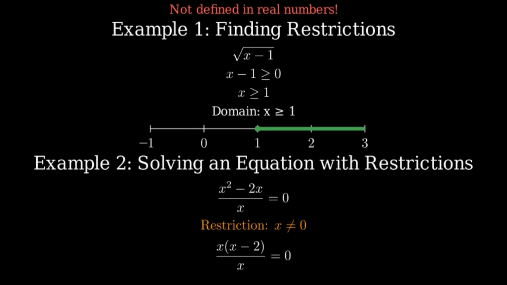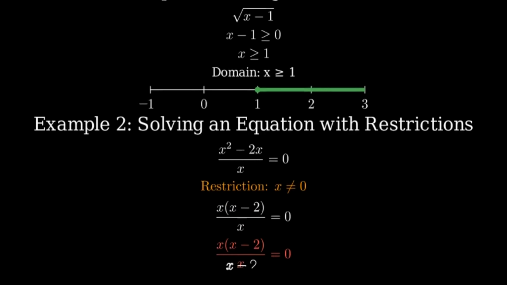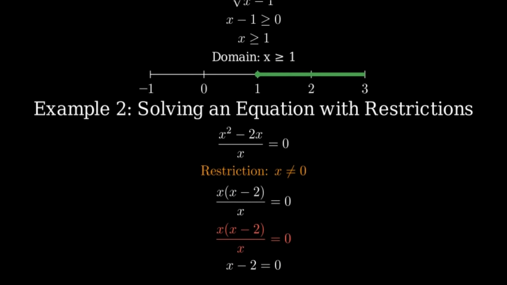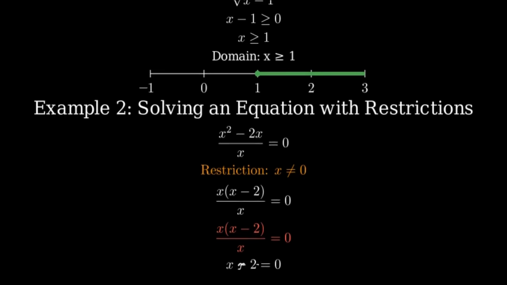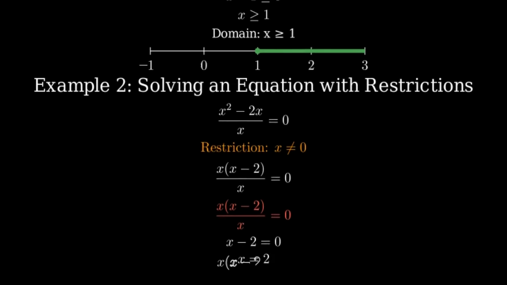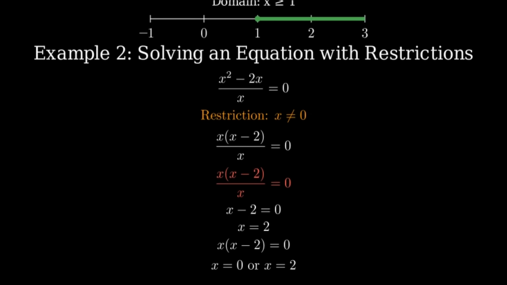We can factor the numerator: x times x minus 2, divided by x, equals 0. We can simplify by canceling one factor of x from the numerator and denominator, giving us x minus 2 equals 0. This gives us x equals 2. But wait, if we look at the original factored form before canceling, x times x minus 2 equals 0 would give us x equals 0 or x equals 2.